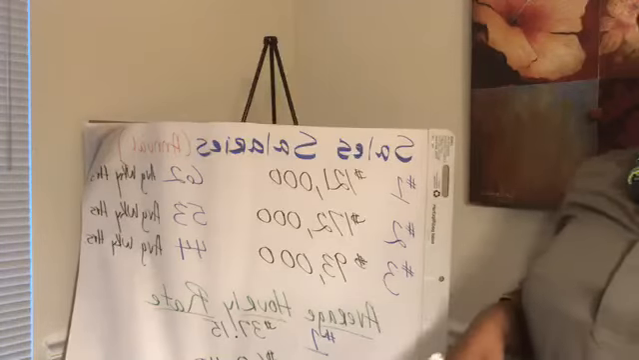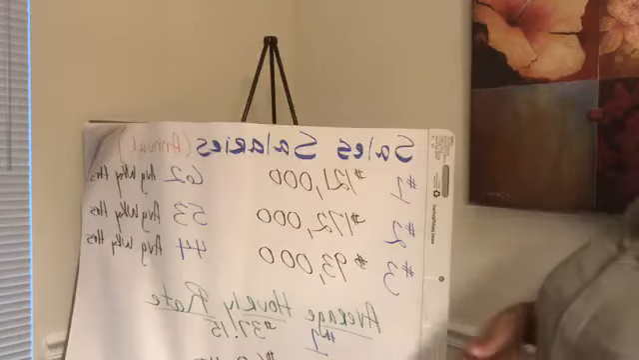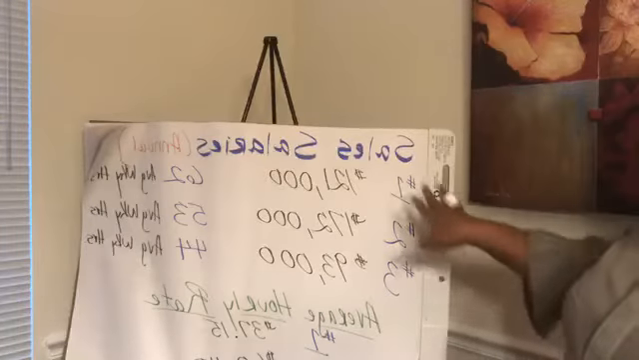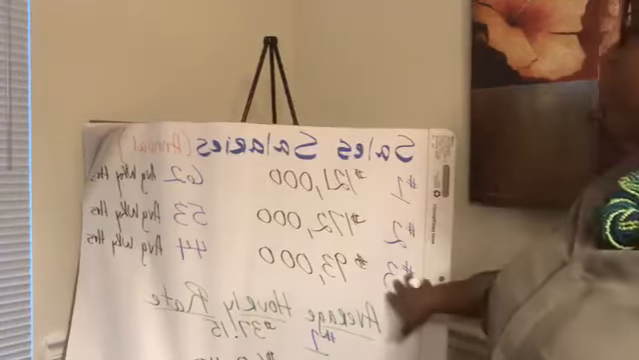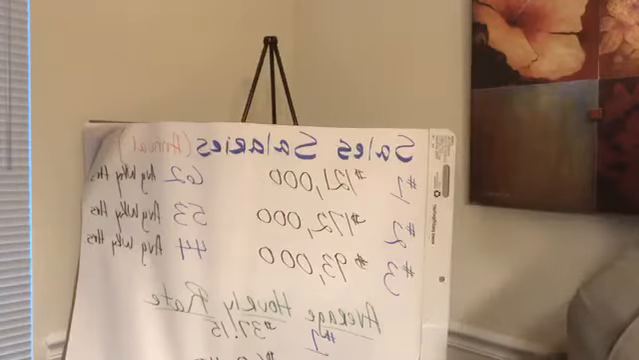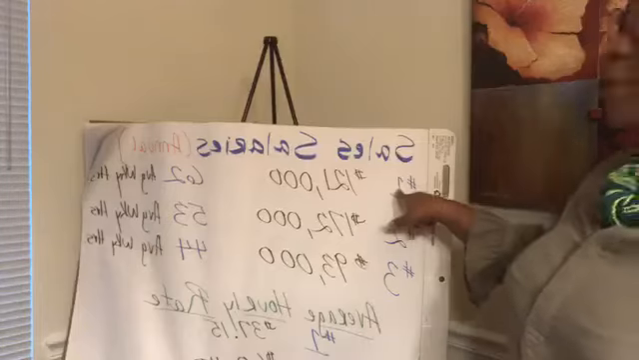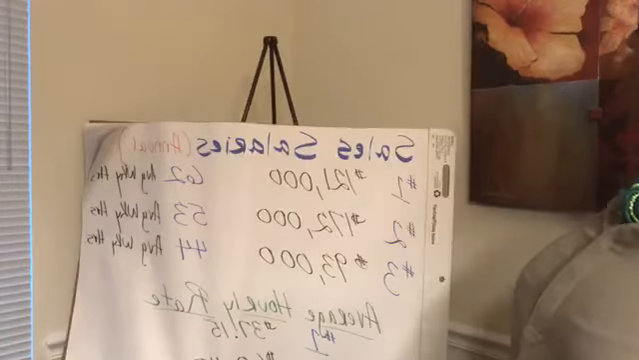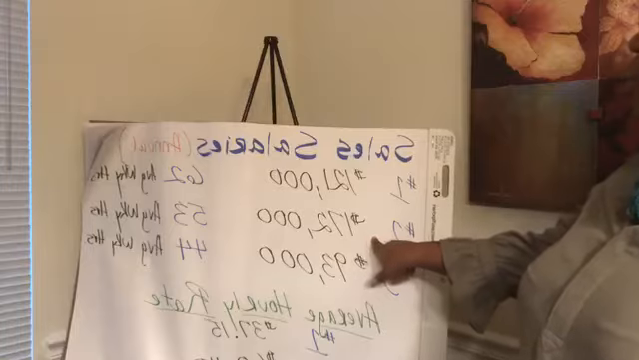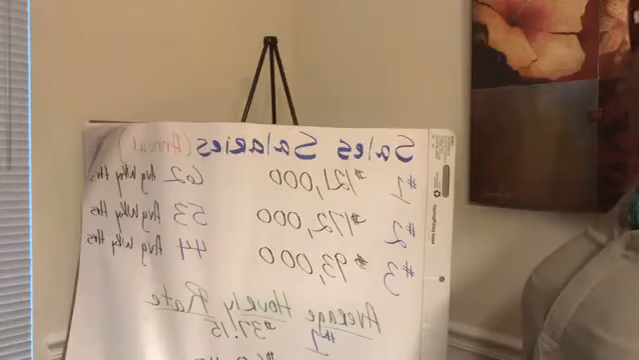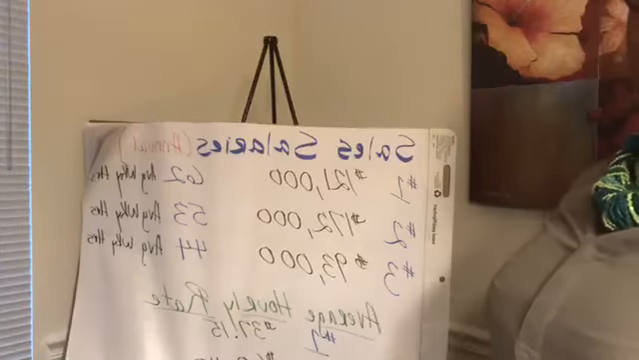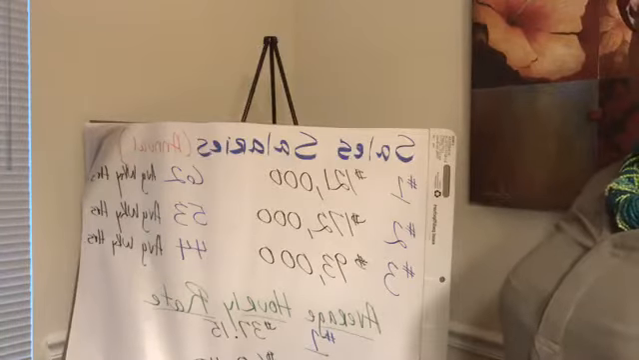So what do you look at? The first thing I would look at is the salaries of the sales staff. You have 3 individuals who are making a salary. Salesperson number 1 is making $121,000, salesperson number 2 is making $172,000, and salesperson number 3 is making $93,000, annually.